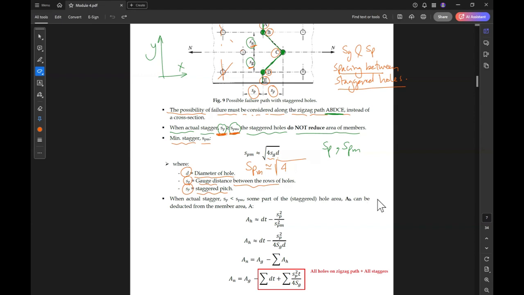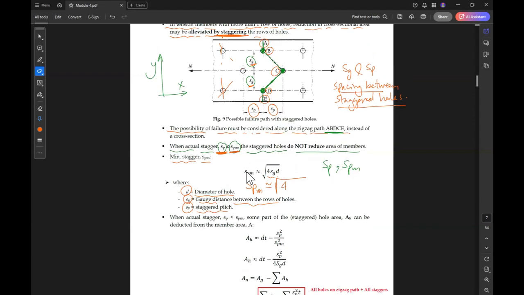Okay, anyway, so again, we just need to compare the minimum stagger spacing to the actual stagger. We have the spacing s, and we need to compare it to s minimum, the minimum stagger. The minimum stagger spacing s min equals the root of 4 g times d, where d is the diameter of the hole, g is the gauge distance between the rows of holes, and s is the staggered pitch, or this distance horizontally here.